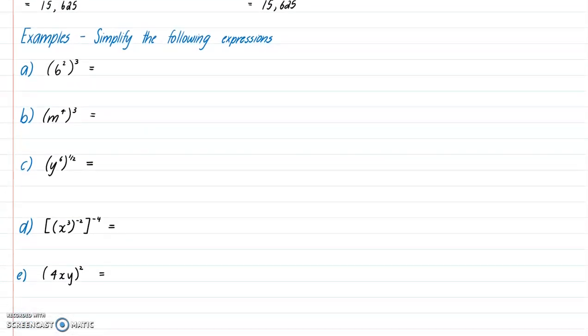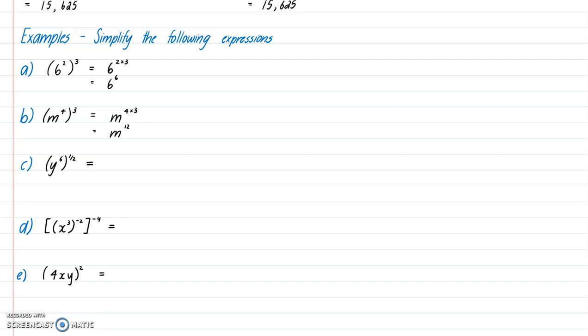So the instruction is to simplify the following. So we're going to write out the steps that we do. Okay, 6 to the power of 2, or 6 squared to the power of 3, is 6 to the power of 2 multiplied by 3, which is the same as 6 to the power of 6. Let's have a look at B. M to the power of 4 all to the power of 3 is m to the power of 4 times 3, and 4 times 3 is 12, so m to the power of 12.